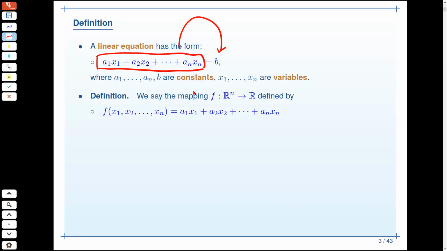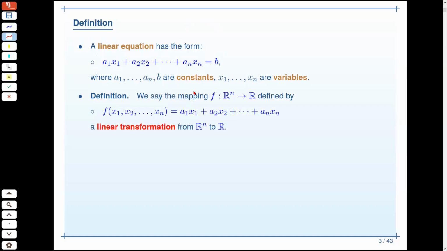So the left side of the linear equation is just a linear function, right? This is, to be more precise, a linear transformation from the Rn. Rn is the domain. You know what is the domain? Domain is the collection of the points on which the function is defined. And R, this R is, okay, not the range, R is the so-called codomain, right? The codomain. So it doesn't mean that everything can be matched.